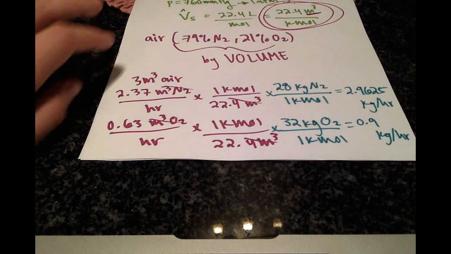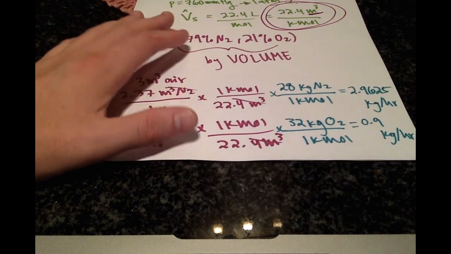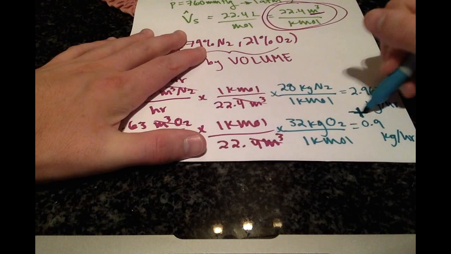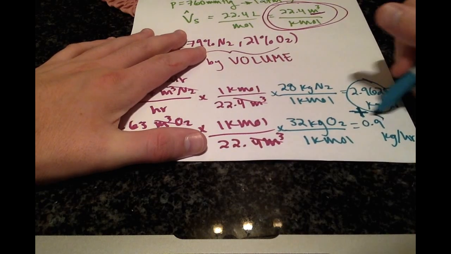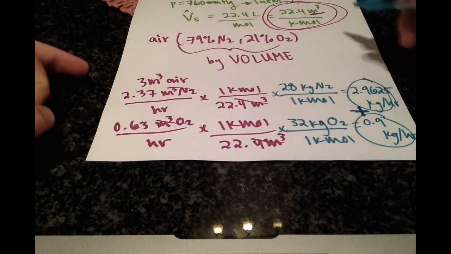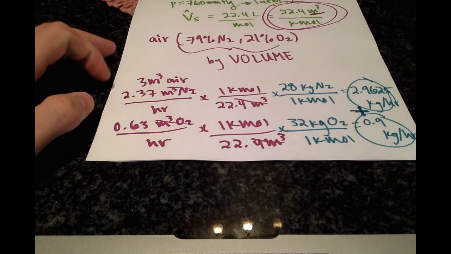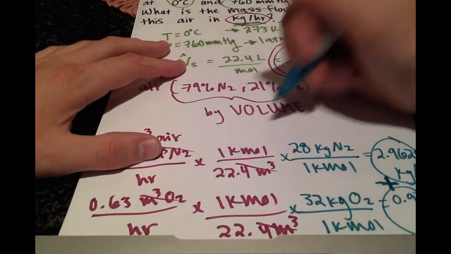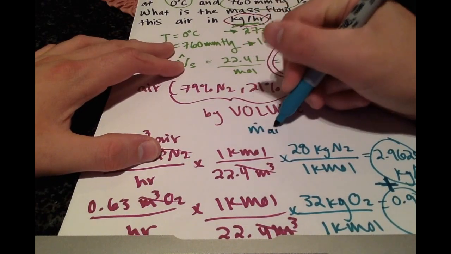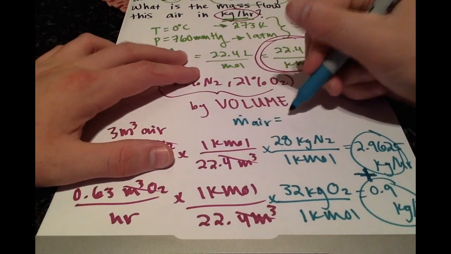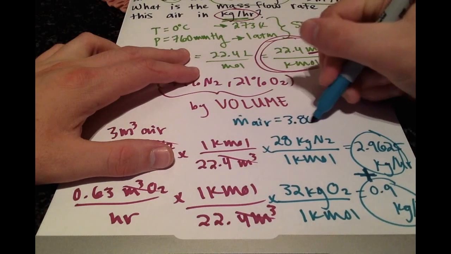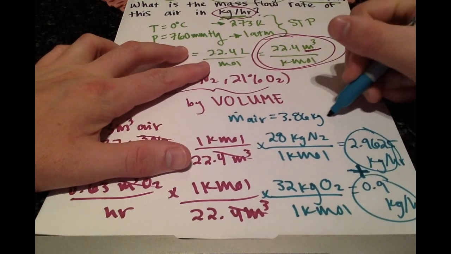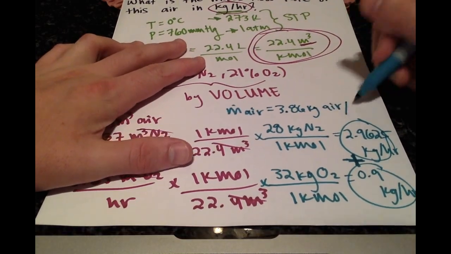Alright, but we wanted the total mass flow rate of air. So we have to add the two components here, and if we round to our three significant figures, we will get that the mass flow rate of air is 3.86 kilograms of air per hour.